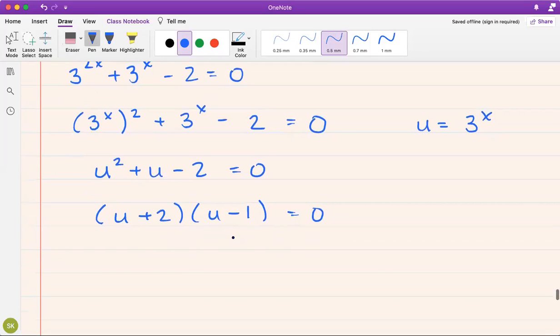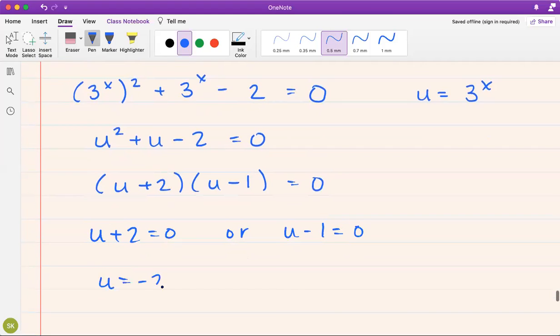And so when we have something like this, we say u plus 2 is equal to 0, or u minus 1 is equal to 0. So u is equal to negative 2, or u is equal to 1.